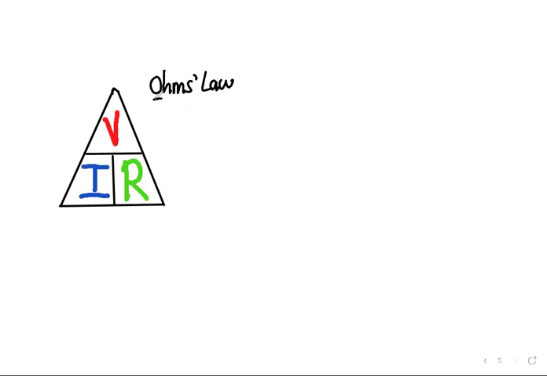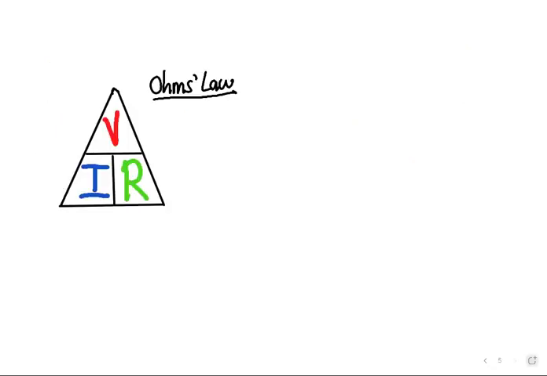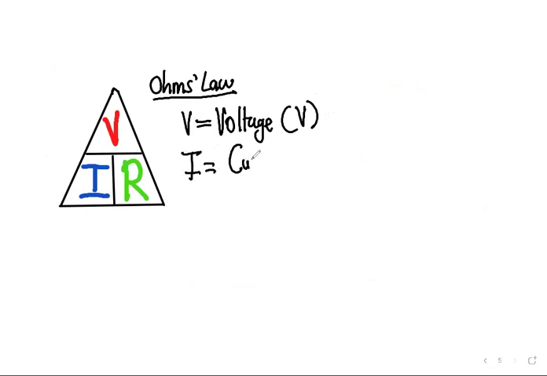So we recently defined Ohm's law. You must know it by heart. Ohm's law states that the electric current through a conductor between 2 points is directly proportional to the voltage across the 2 points, right? And then you must understand that V on the triangle stands for the voltage, and the voltage is measured in volts, capital letter V. I stands for the current, and current is measured in amperes, capital letter A, right? And then R stands for the resistance.